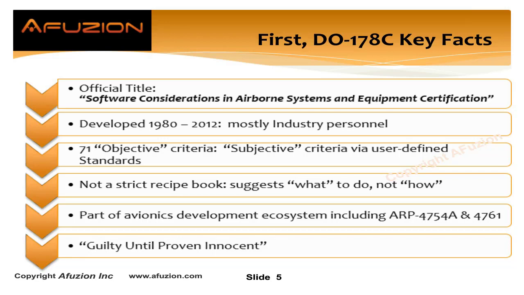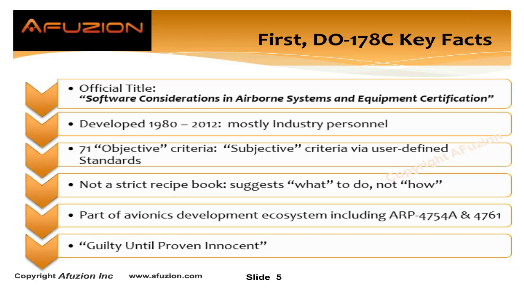Part of the avionics development system is 178, but it includes 4754 and 4761 and the new 61A coming out from SAE. Those are the overriding standards that we need to comply with. And something important to know, we are guilty until proven innocent. Let's look at the next slide.